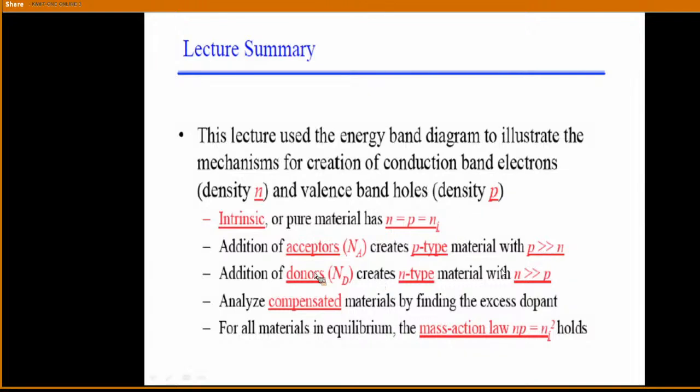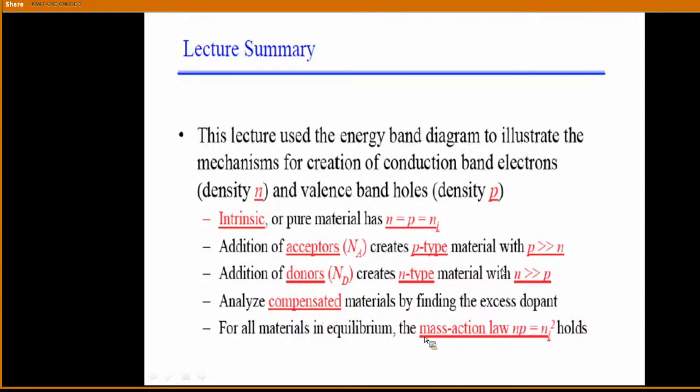Addition of donors. Donor in the sense excess electron. When the excess electron comes, that means doping with the pentavalent atom. If you are doping with the pentavalent atoms, that creates the n-type material. In the n-type material, the number of electrons is very high compared to the number of holes. Okay, this is what we discussed till now.